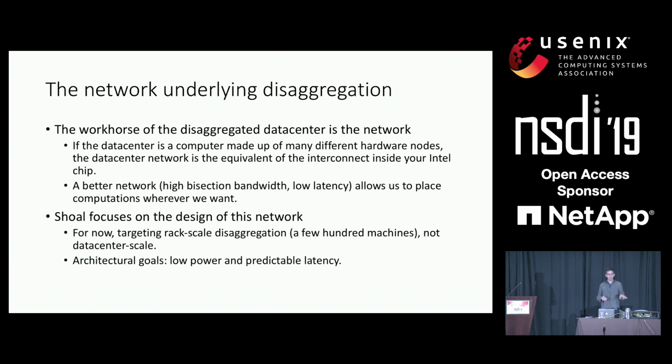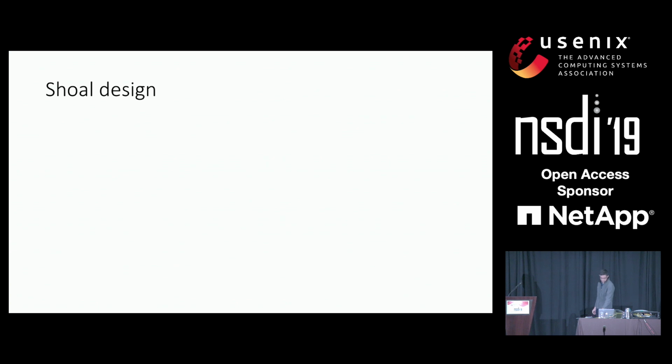So Shoal focuses on the design of this network. And for now, it targets rack scale disaggregation with a few hundreds of nodes, not like a few hundred thousands of nodes. And the architectural goals are low power, because they don't want the network infrastructure to add too much to the power consumption of the rack, and predictable latency. This is a really high-level summary of the design.